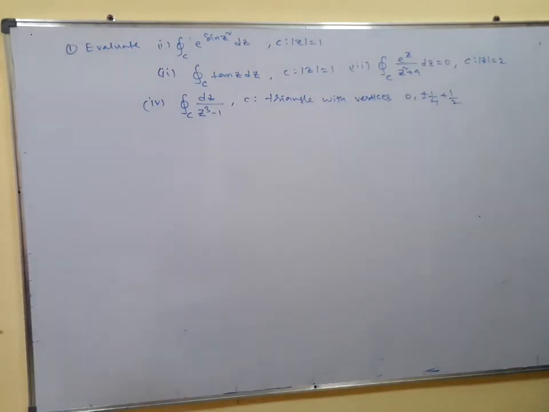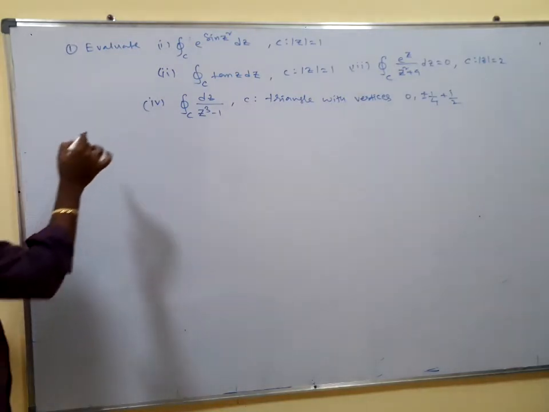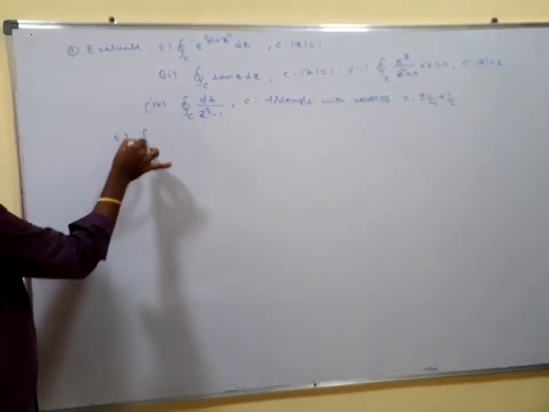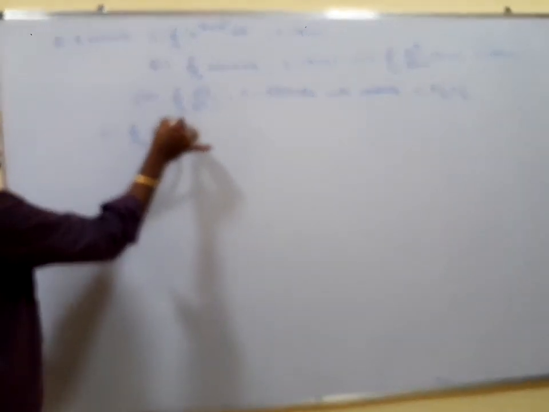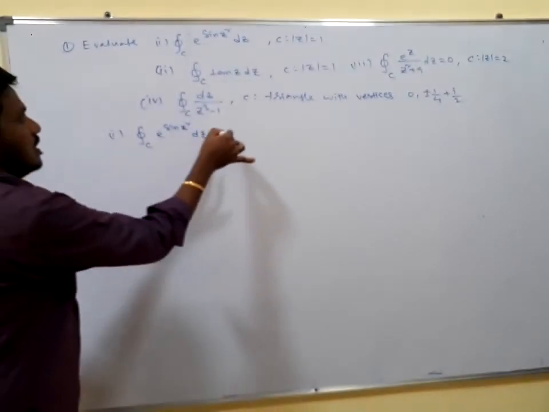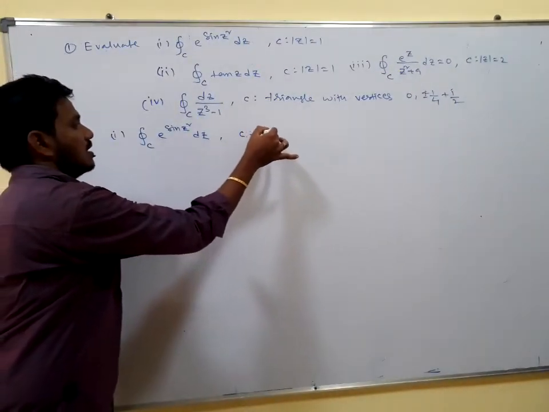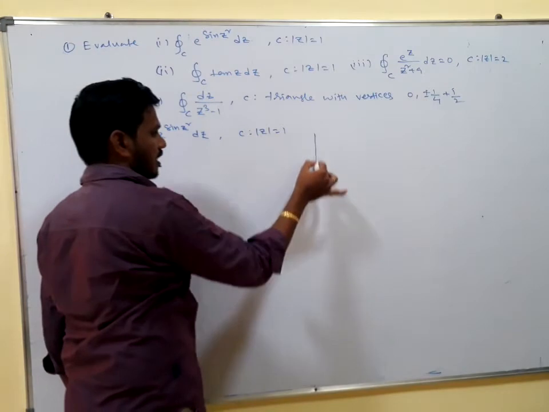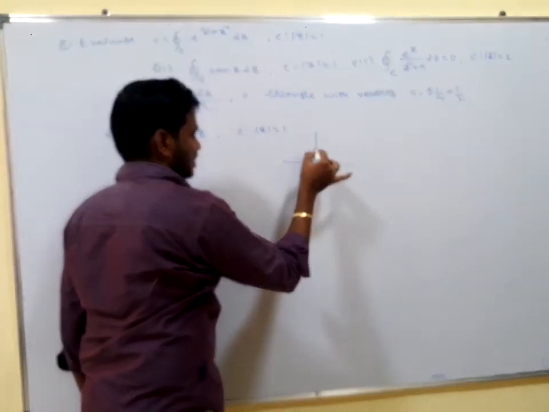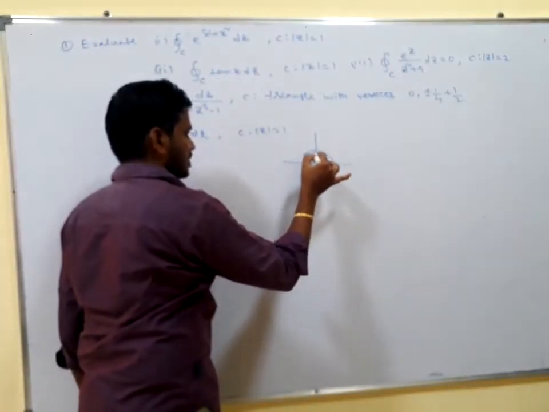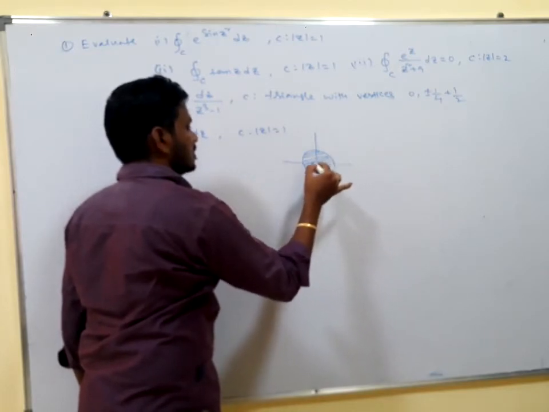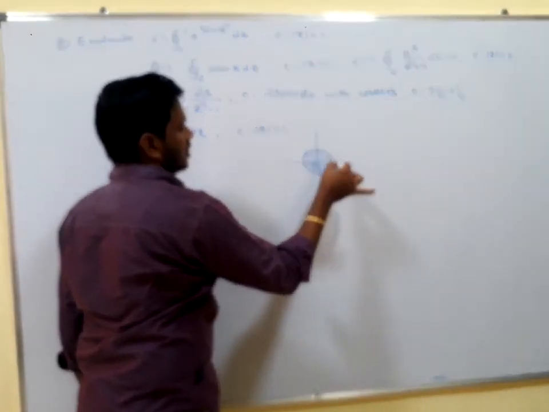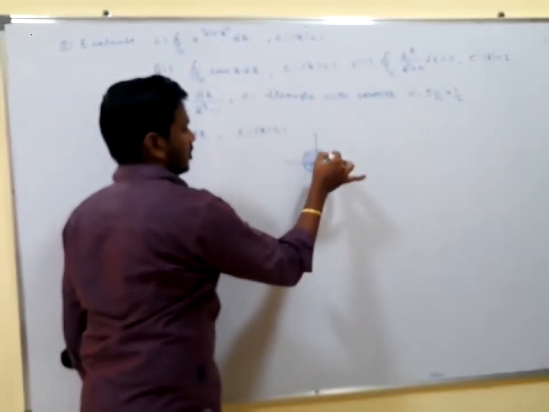Right, now coming to the problems. First one: integral over C of e to the power of sin z square dz, where C is the circle mod z equals 1. It is a simply connected domain. Yeah, this is a simply connected domain. This is a circle, center at 0, the radius is 1. Here it is a simply connected domain.